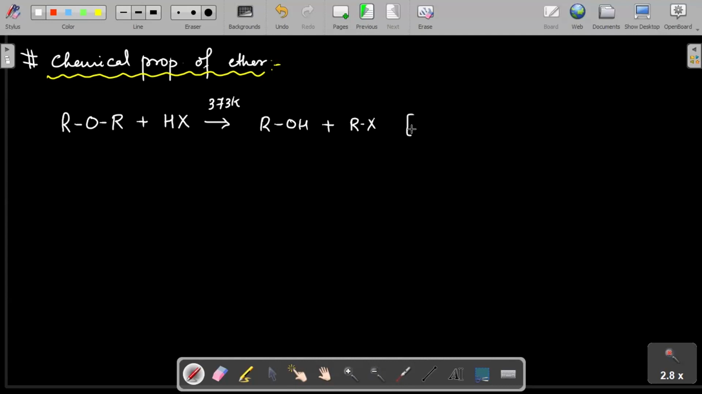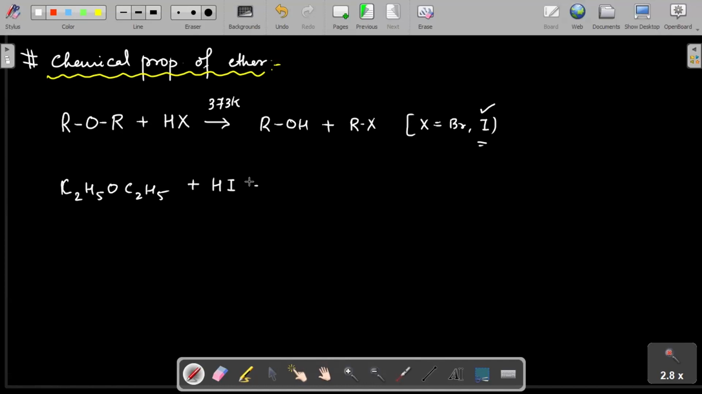RX. Now here X can be bromine or iodine. If it is iodine, then the reaction is quite better because iodine is a good leaving reagent here. So let's say if there is a reaction like C2H5, C2H5, diethyl ether plus HI.